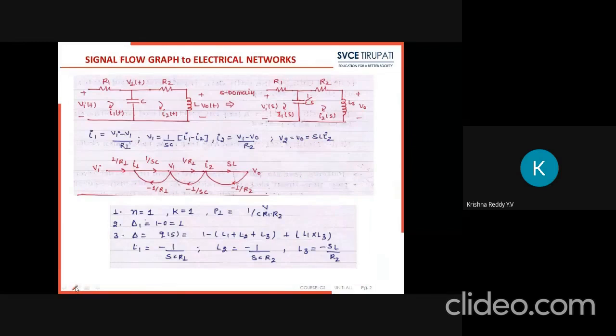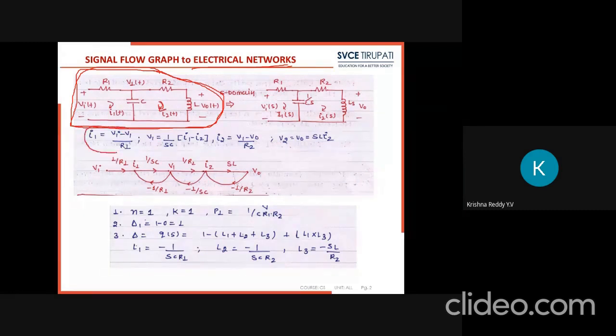Suppose you need to draw the signal flow graph for a given electrical network. Here I am taking one electrical network. How can I draw the signal flow graph for this given electrical network? The current flowing in this loop is I1. In this other loop it is I2.